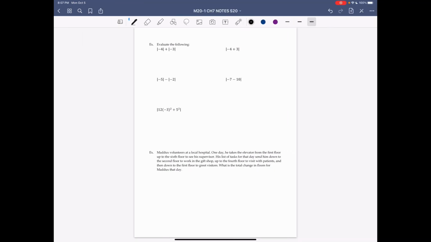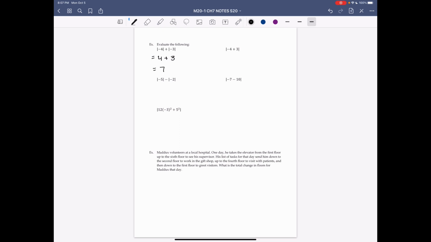Evaluate the following: the absolute value of negative 4 plus the absolute value of negative 3. Let's evaluate the absolute value of negative 4. We can think of it like brackets. We have to evaluate that thing first before we add them together. We get positive 4 plus the absolute value of negative 3, which is positive 3. Add them together, we get 7.